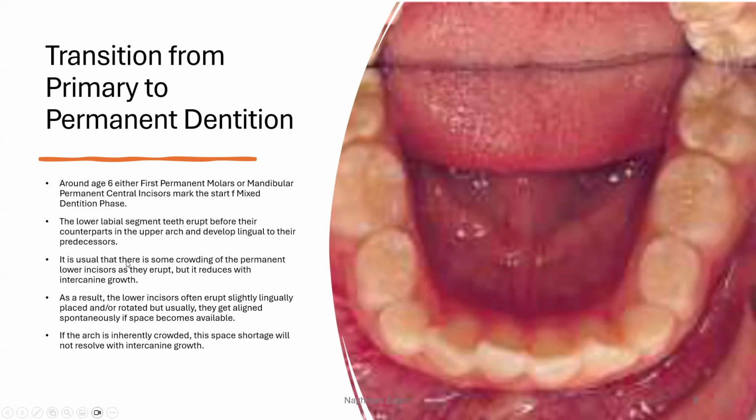It is usual that there is some crowding of the permanent lower incisors as they erupt, but it is reduced when there is intercanine growth. We can see slight imbrication over here. As a result, the lower incisors often erupt slightly lingually placed and or rotated, but usually they get aligned spontaneously if space becomes available. If the arch is inherently crowded, then this space shortage will not be resolved even when the intercanine distance is increased during growth.